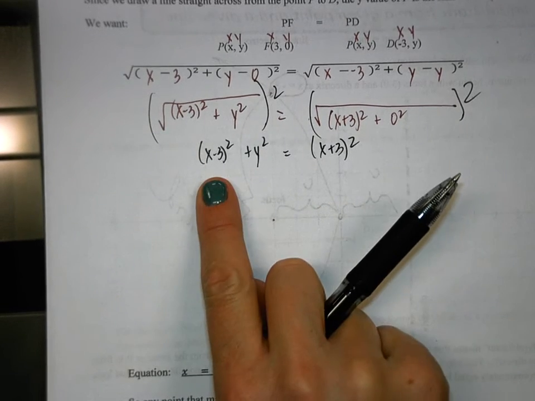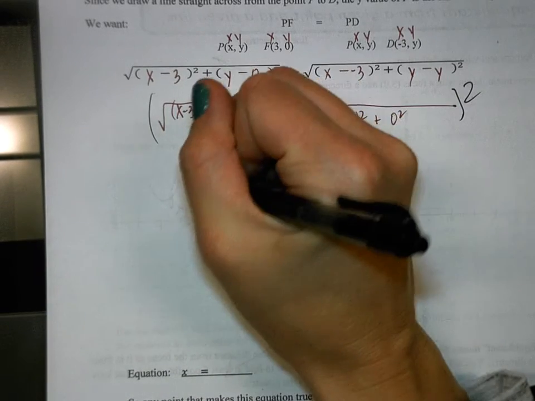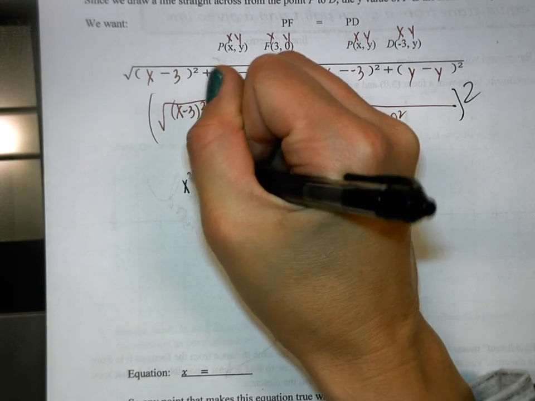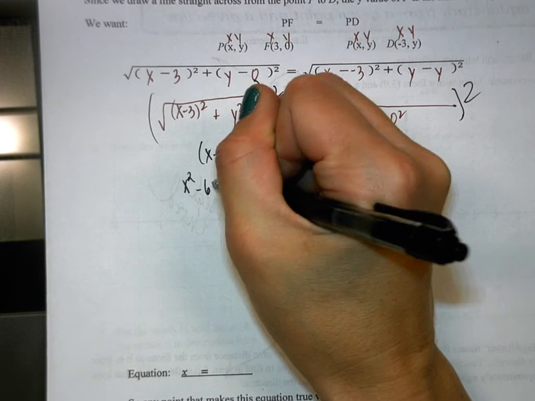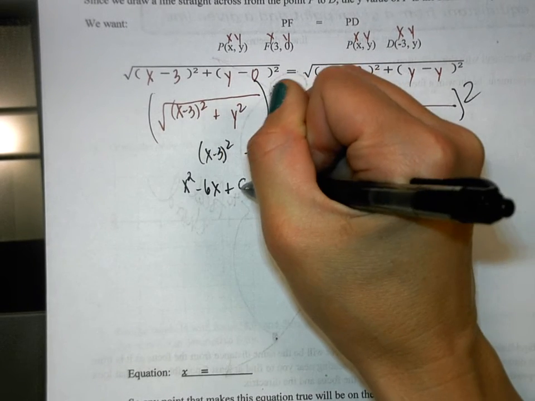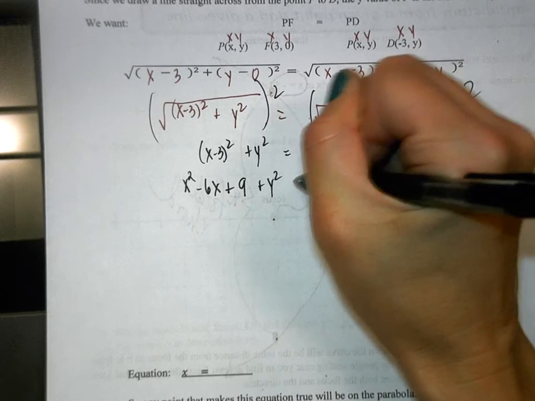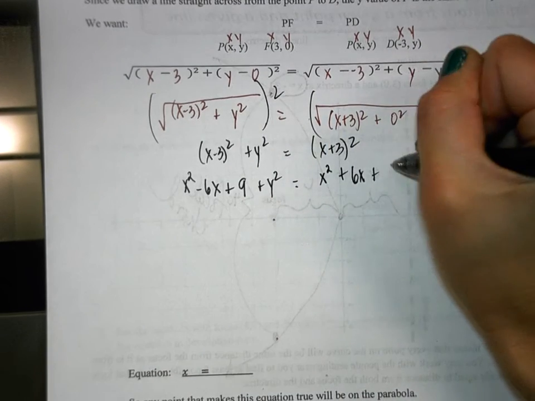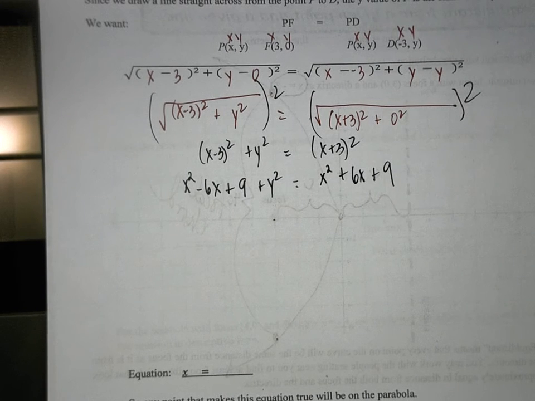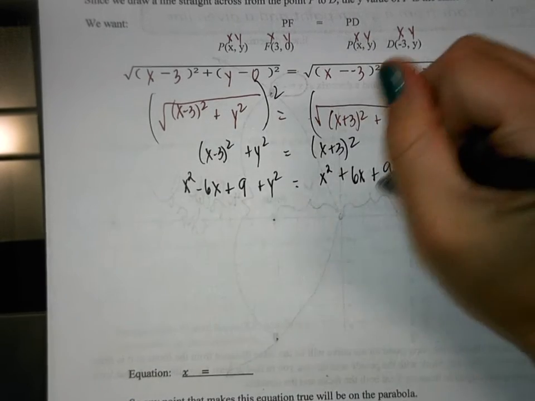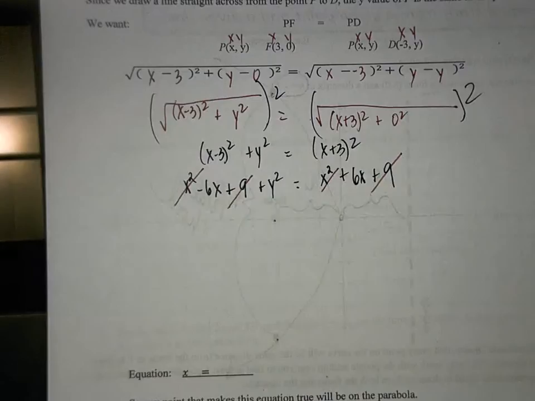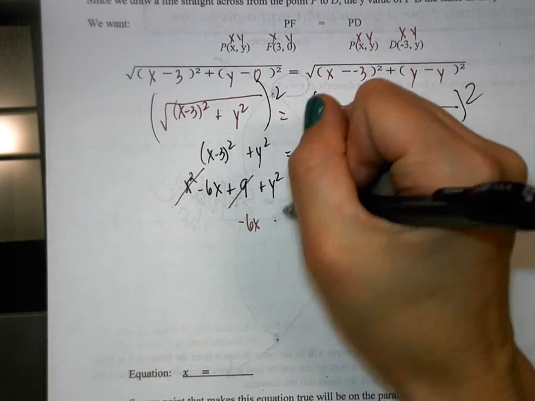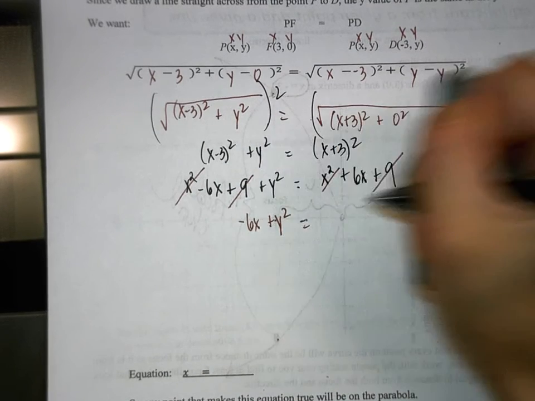And so when we multiply out x minus 3 squared, what do we get? x squared minus 6x plus 9. Good. Okay, the other side, it's going to be the same thing, except it'll be plus 6x plus 9. We know that anything that is on both sides of the equation will cancel. So my 9's cancel out, and my x squareds cancel out. So we're left with negative 6x plus y squared equals 6x.